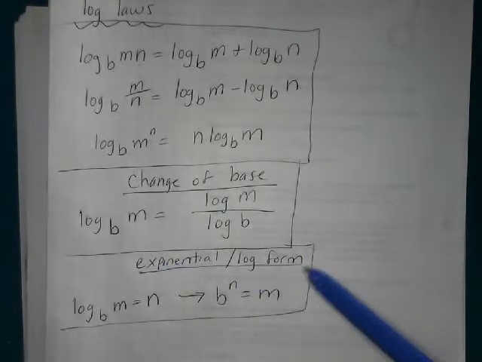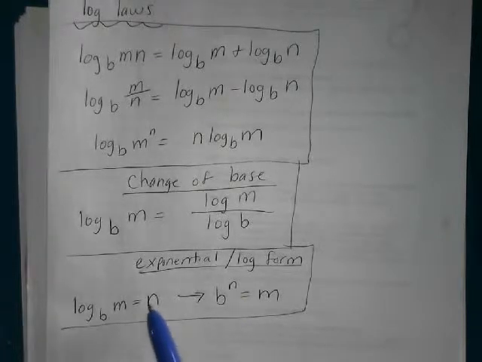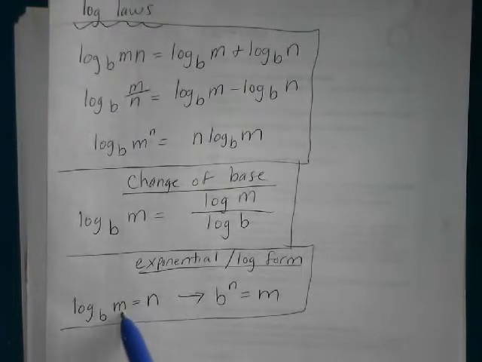And then exponential to log form, it goes both ways. So if you have log base b of m equals n, then if you want to put it in exponential form, you take the base and raise it to the exponent and set it equal to the antilogarithm. I was calling it the argument, the antilogarithm.